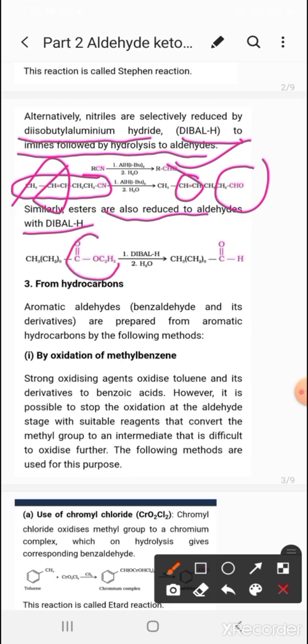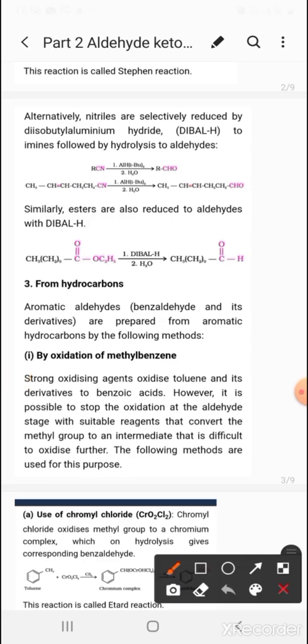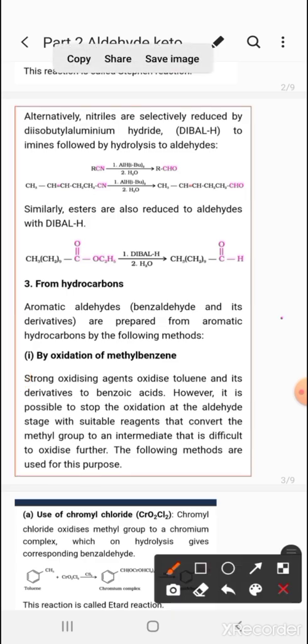So if you use the ester here, again you can use DIBAL-H as the first step. In the second step, if you add water, this OC2H5 part will be removed and the hydride will be activated. So it is converted into aldehyde now. Now next is from hydrocarbons, very important again.